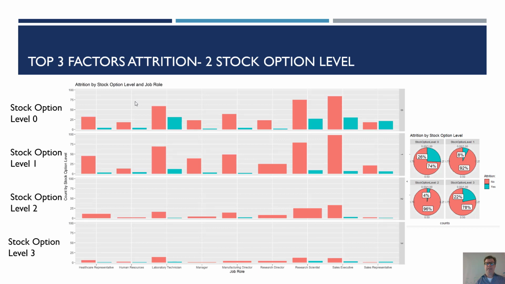Another factor was the stock option level. I'm not sure what these stock option levels mean, but stock option level of 0 and stock option level of 3 had much higher attrition values. So perhaps switching employees over to the stock option level 1 could be done. It seems like quite a few employees have that. Stock option level 2 had very low attrition, but there were much fewer employees in that category.